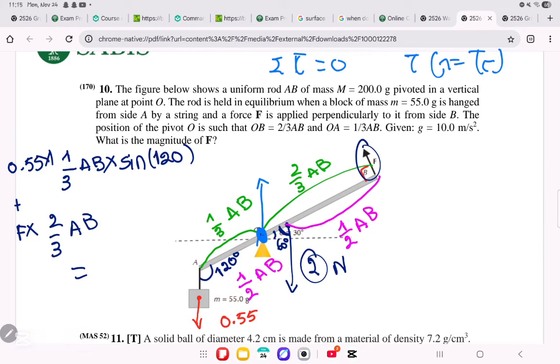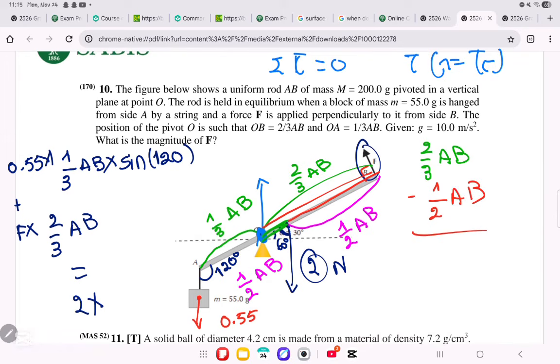Now we need the torque that's happening clockwise, which is what? Which is the weight, 2, times the perpendicular distance. What is the perpendicular distance of the weight to the pivot? It's going to be 2 over 3 AB, all of this. We subtract from all of this. So 2 over 3 AB minus half AB. What would this give us as an answer? This would give us 1 over 6 AB as an answer.